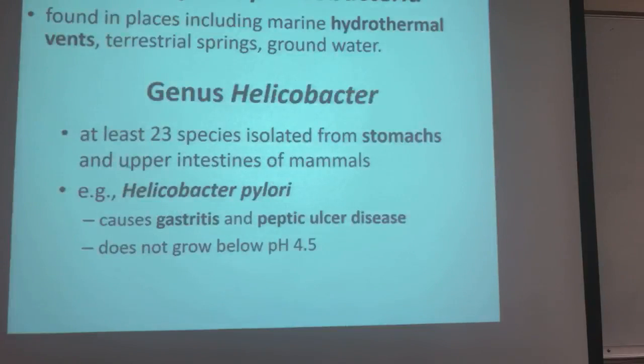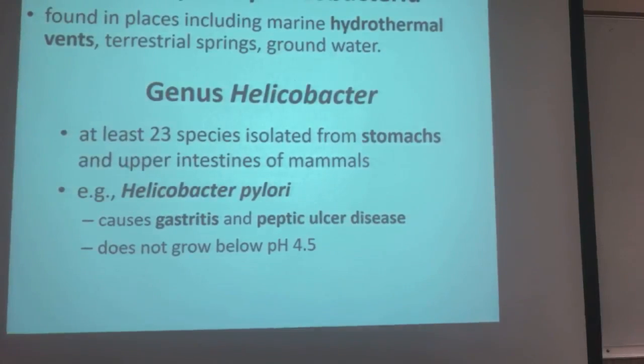What else do we want to know? In the class Epsilon Proteobacteria, we want to know about Helicobacter, and specifically Helicobacter pylori, which is responsible for ulcers. Okay, so Helicobacter pylori, we want to know for the exam that it's responsible for peptic ulcers.